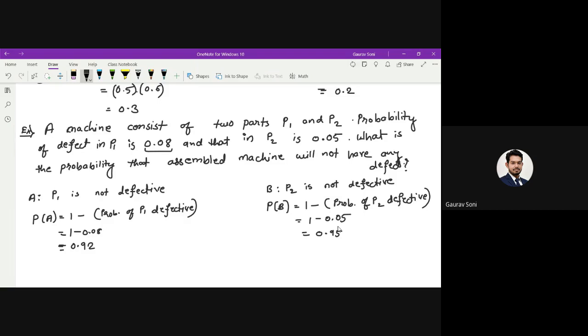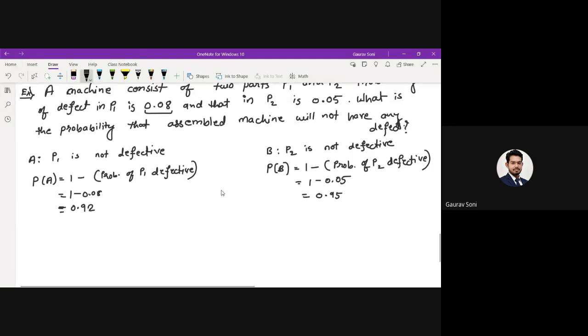Are the two events independent? Yes, sir. Because the probability of being defective of one part does not depend on the other part. Like if the second part is defective, then the first part should be defective is not compulsory. So what we need, when our machine is going to be not defective, is that there won't be any defect in part 1 as well as there won't be any defect in part 2.